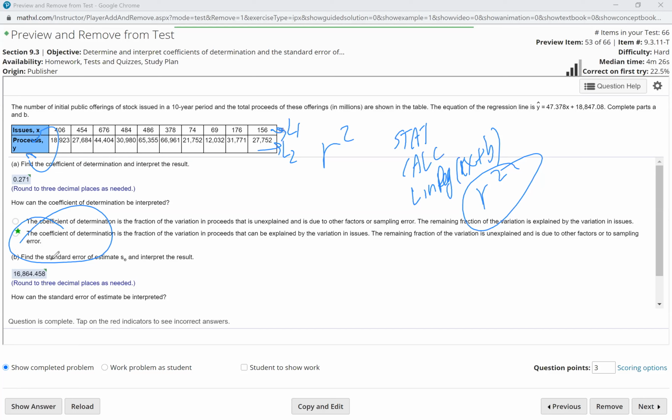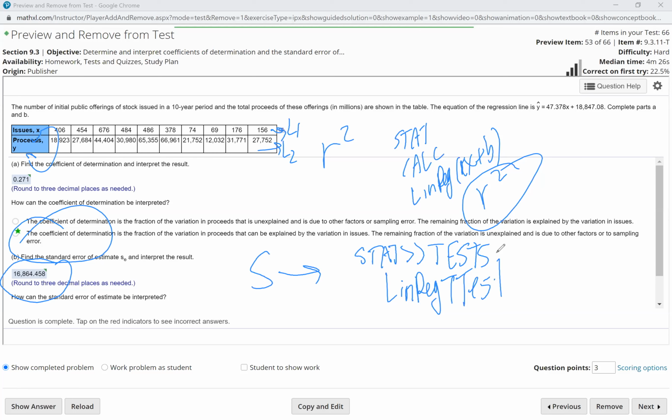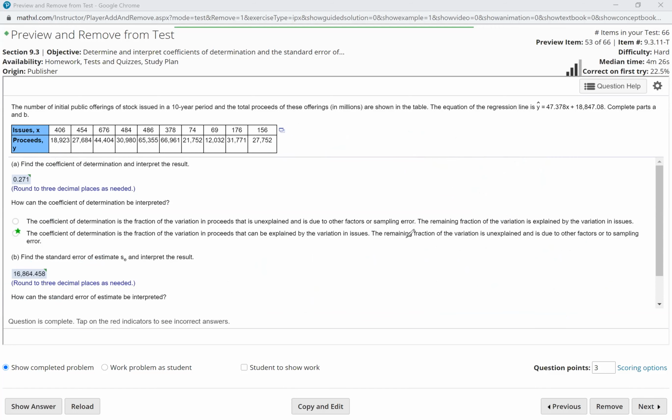Now the second question, guys, is the standard error of the estimate, which is S. Here's how you find S. You will go to stat, tests, linear regression t-test, and you run a linear regression t-test. It doesn't matter what you choose for the alternative hypothesis, greater, less, or not equal, it will give you S. You will get the value of S from the linear regression t-test. All right. And I'm gonna move to next.